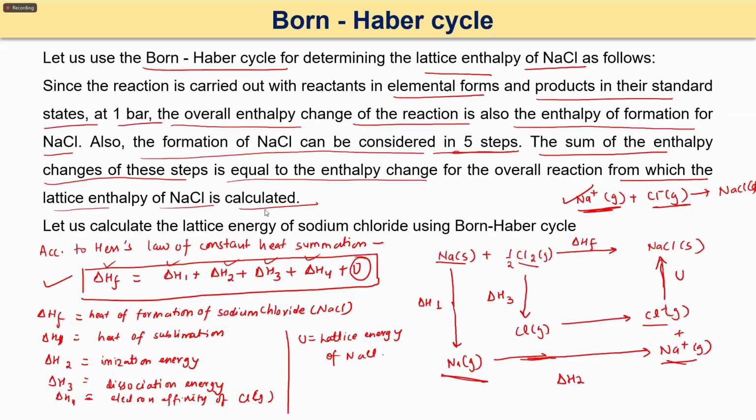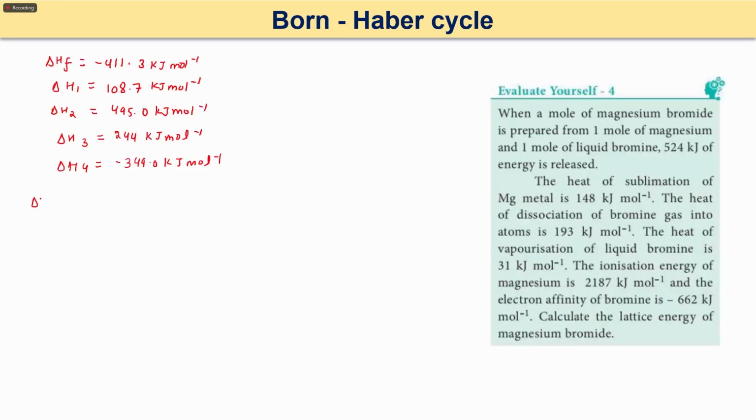Now, if you know all these values, from Hess law we can easily write this. According to the Hess law, your delta Hf will be equal to delta H1 plus delta H2 plus delta H3 plus delta H4 plus U. So we know all these values and we have to calculate U.